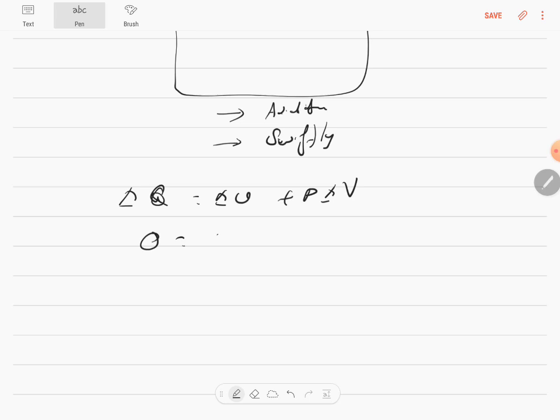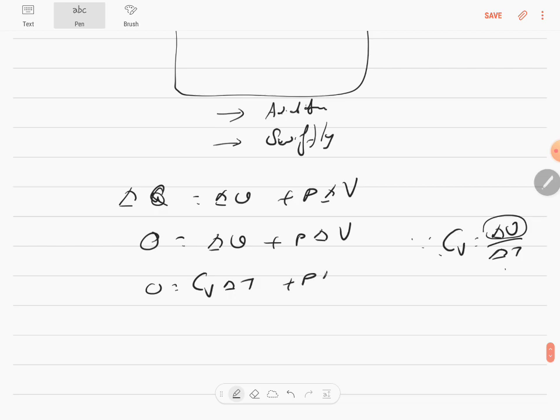Yes. So then it's equal to delta U plus P into delta V. Now you should know what delta U is. We just saw from Mayer's formula, at constant volume, CV is equal to delta U by delta T. So delta U can be written as CV into delta T. So 0 is equal to CV into delta T plus P into delta V.